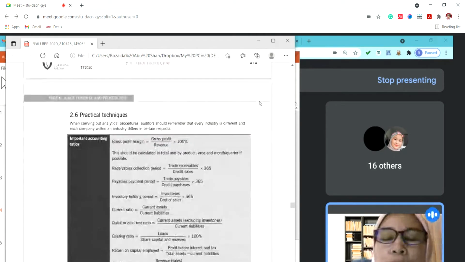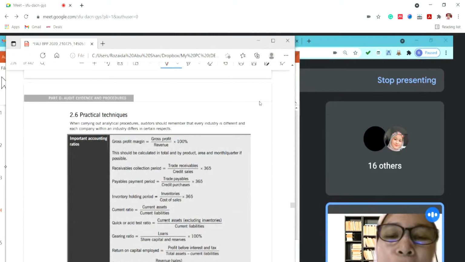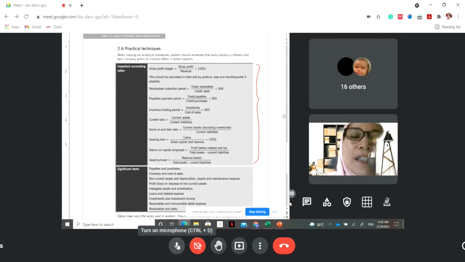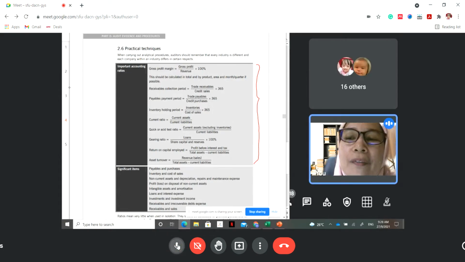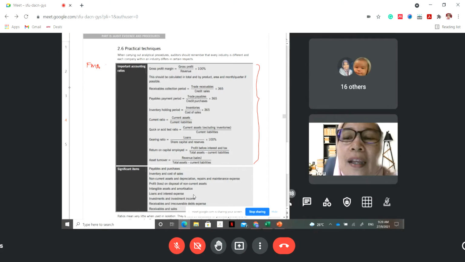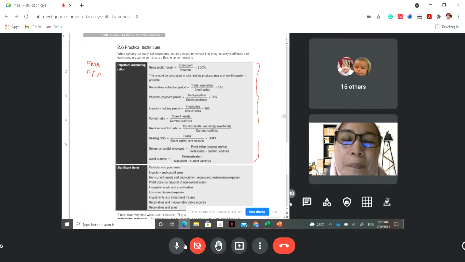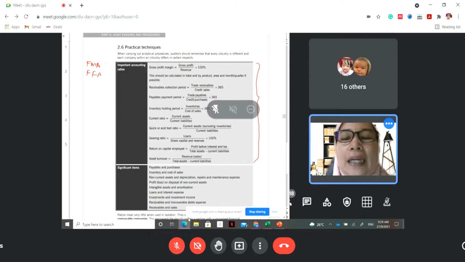So these are the ratios. Are you familiar with these formulas, class? Yes. Where did you learn it? FMA and FFA. Okay. I hope you already remember the formulas. Is the formula given in the exam? Remember, you have to remember, right? I think you don't have any problem because you already learned in FMA and FFA.